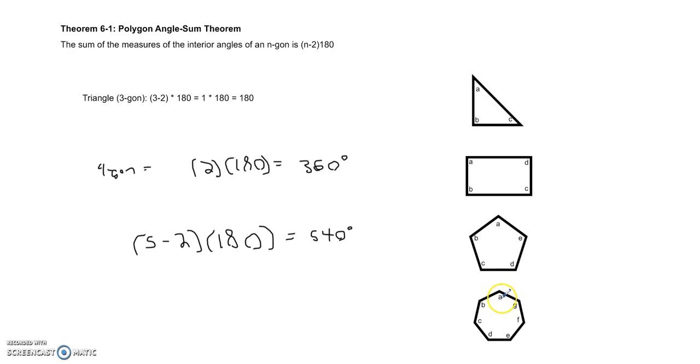And lastly, we have a polygon that has 1, 2, 3, 4, 5, 6, 7 sides. 1, 2, 3, 4, 5, 6, 7 angles. You notice the number of angles is always equal to the number of sides. So we'll have 7, this is a 7-gon. So 7 minus 2 times 180, or 5 times 180 will give us 900. So angle A, B, C, D, E, F, and G all added to each other will equal 900 degrees.